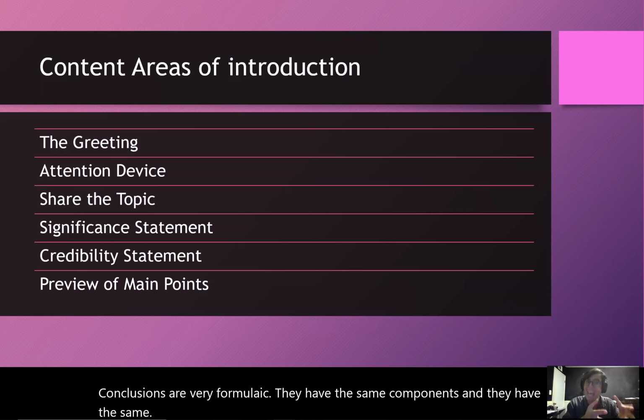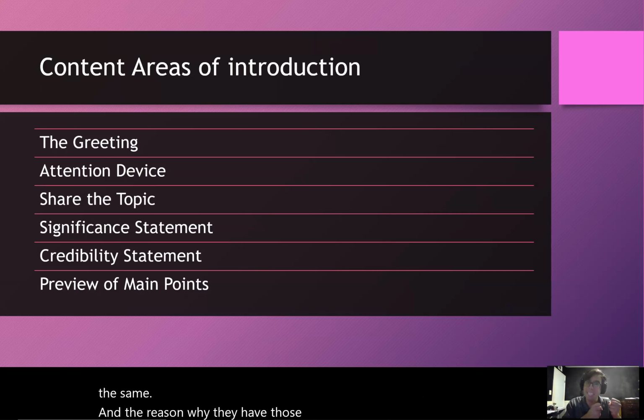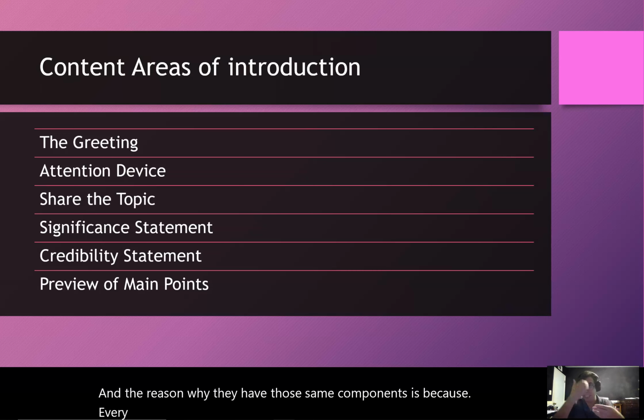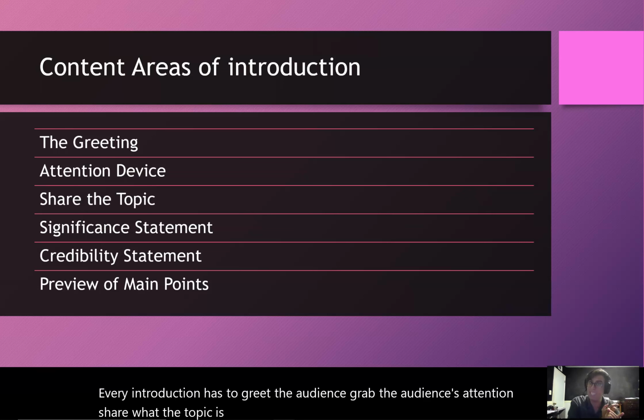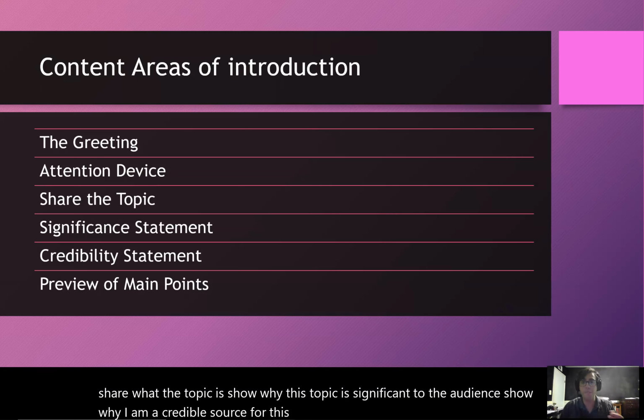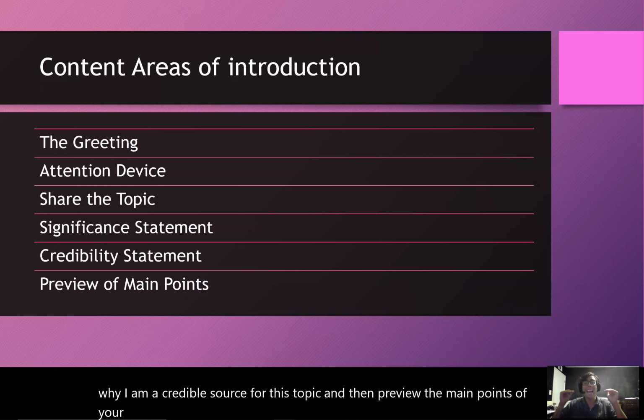and the reason why they have those same components is because every introduction has to greet the audience, grab the audience's attention, share what the topic is, show why this topic is significant to the audience, show why I am a credible source for this topic, and then preview the main points of your topic. And that is why every single introduction should have in some way these 6 categories or components.